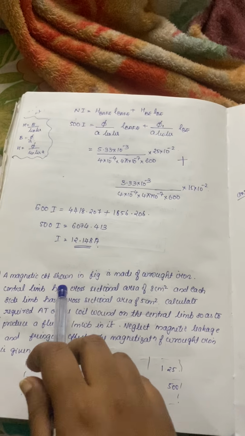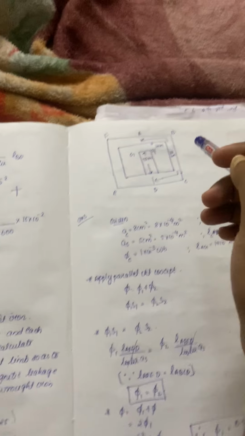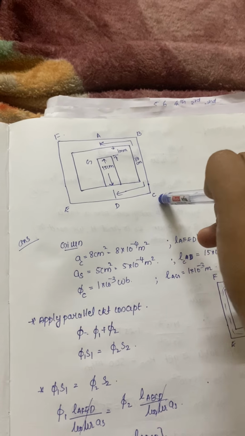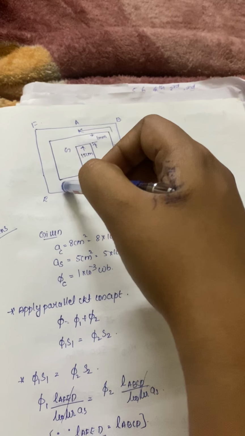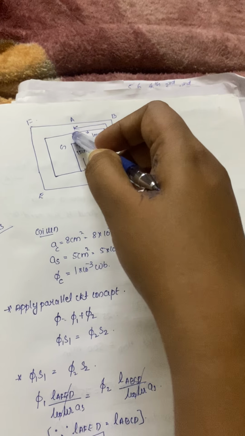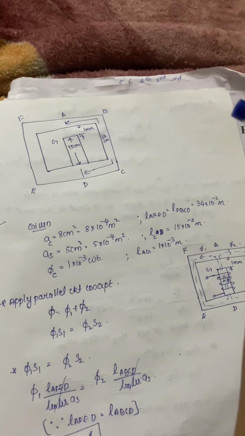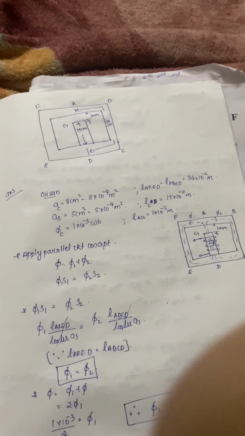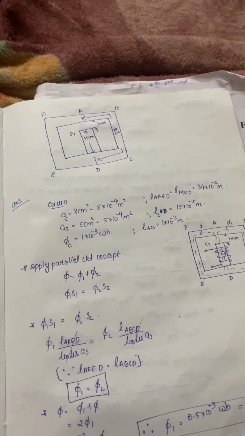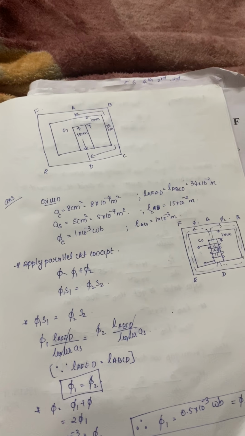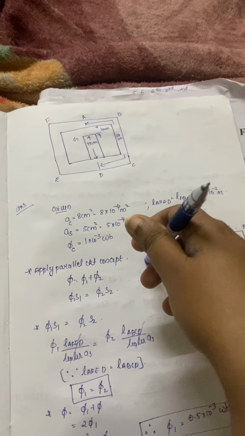And definitely, as mentioned in the question, you have a figure also here. So here this is the case. You have a central limb, you have the side limb, and you have a small air gap. Okay, so no problem. Whatever be the kind of problem that you get, just follow the method. Okay, so what's the first thing?